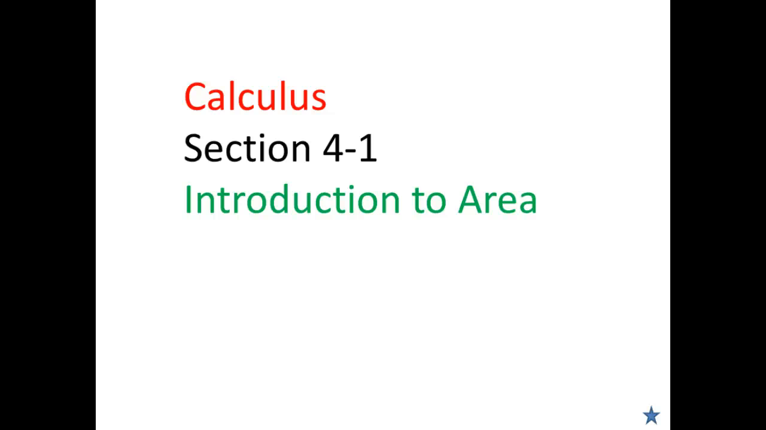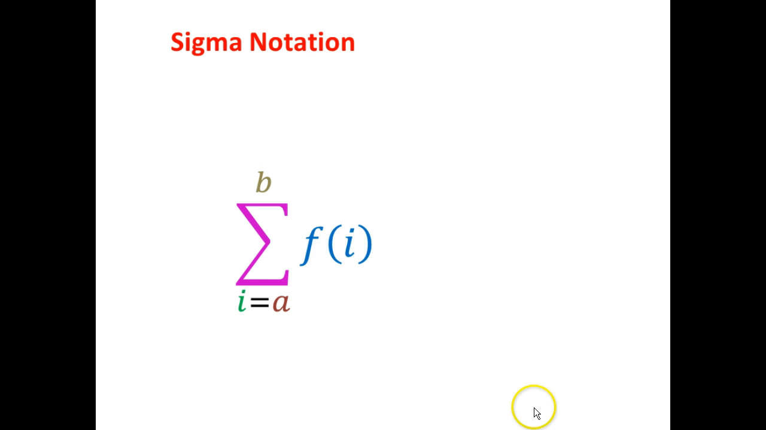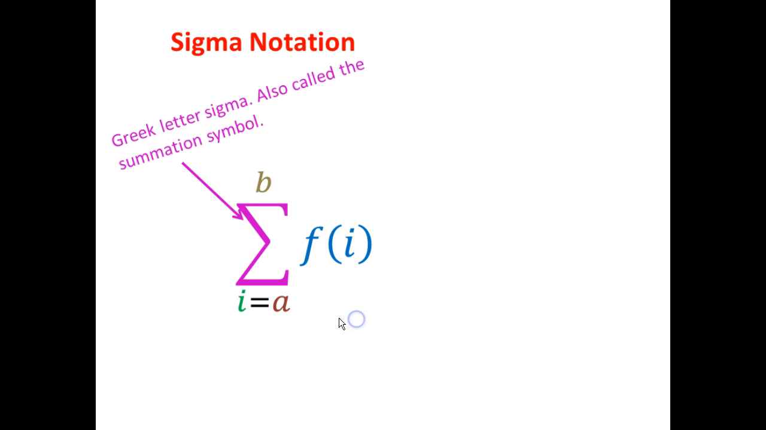Section 4.1 Introduction to Area. In this section we're going to use sigma notation. This is sigma notation. The big E is the Greek letter sigma. In math it's called the summation symbol.